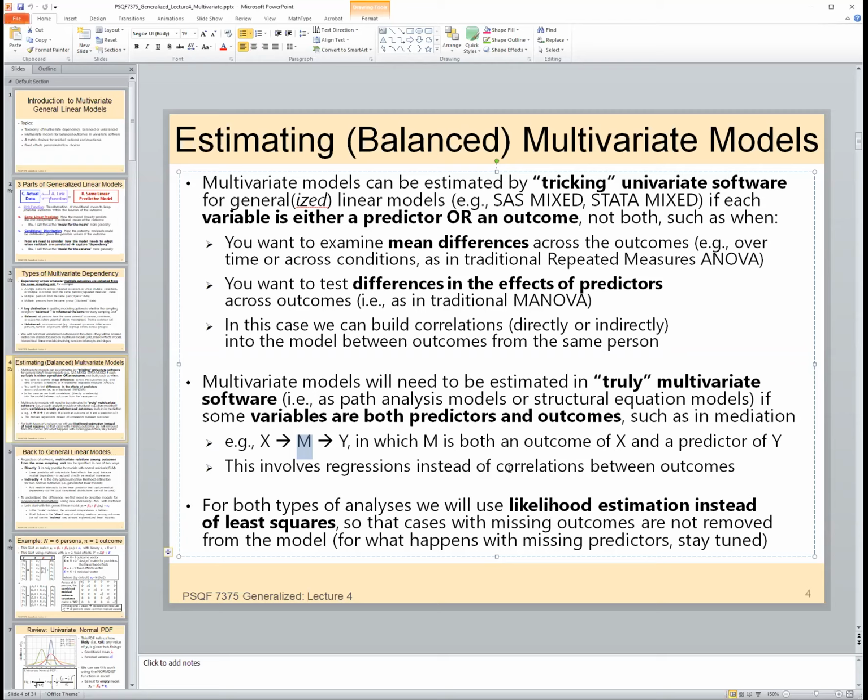So nothing that we're doing is going to be in the context of least squares. What that means is that not everybody has to have every outcome to be included. You can have some people only have some outcomes and still keep whatever data they do have. What happens to missing predictors, though, is more complicated, and we'll talk about that later, because you can have missing predictors to some extent, but not without certain assumptions.